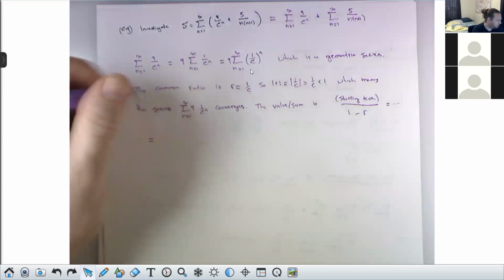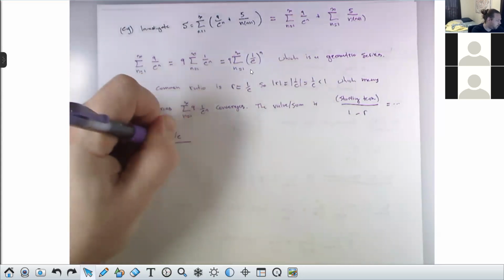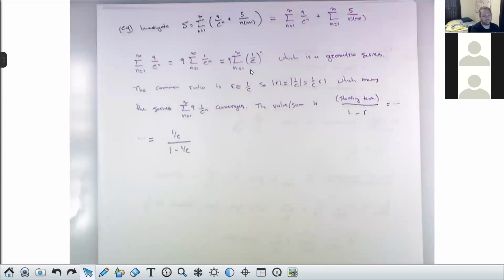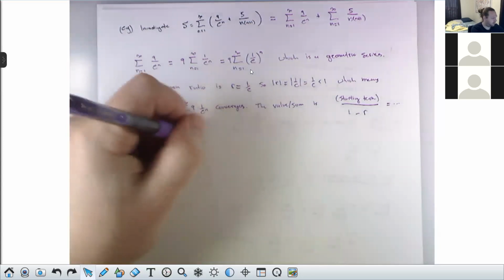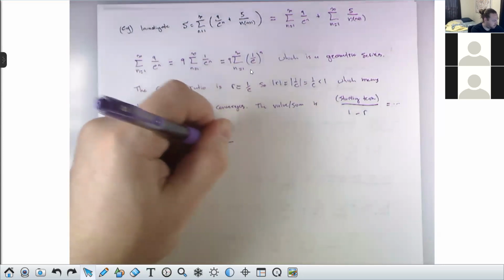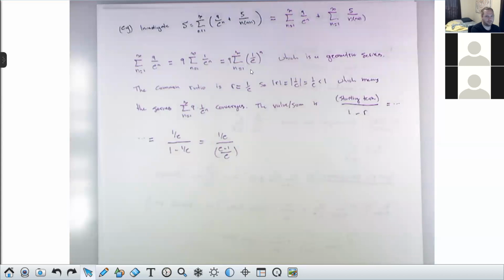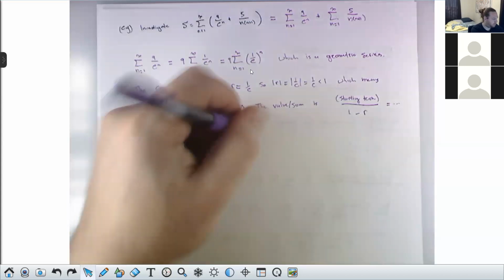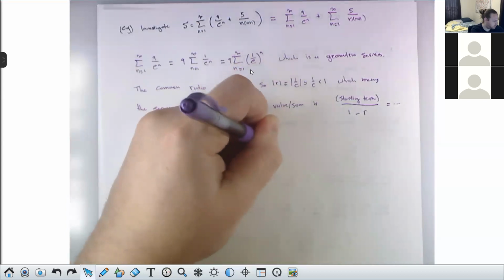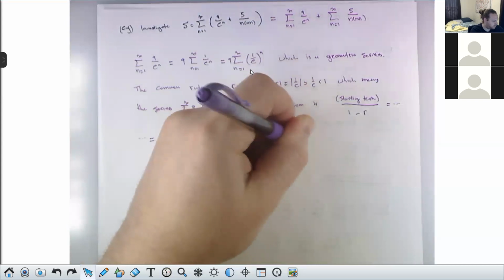So I'm going to bring my 1 over e, and then divide it by 1 minus 1 over e, which is the same as 1 over e times e minus 1 over e, having a common denominator downstairs. And then we can flip and multiply. So this is 1 over e times e over e minus 1, and we cancel those e's, and get 1 over e minus 1.